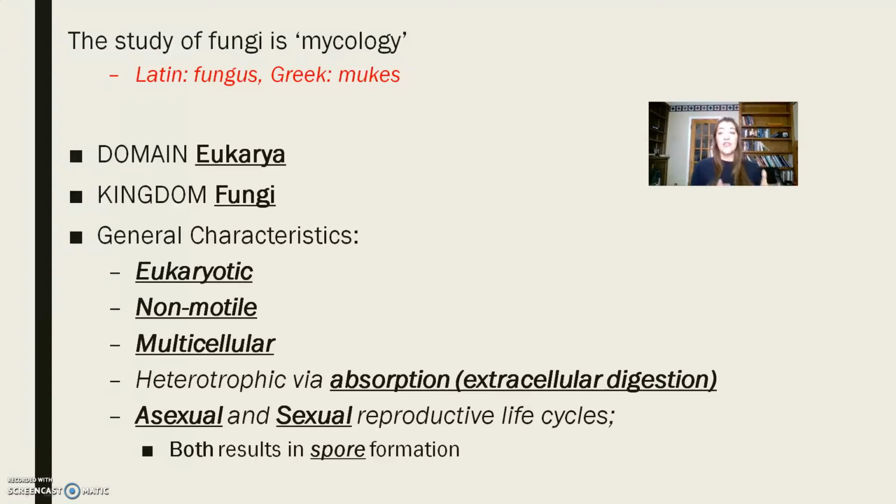Now, fungi are in domain Eukarya. They are in kingdom Fungi. These general characteristics you need to know. They are eukaryotic, which we know because they're in domain Eukarya. These guys are non-motile, they do not move. And also they are mostly multicellular. They also get their nutrition by what we call absorption, and they're heterotrophic because they can't make it themselves. So it's heterotrophic by absorption. These guys also undergo either asexual and sexual reproductive life cycles. And during those different life cycles, they produce spores instead of eggs, and that's how they reproduce.